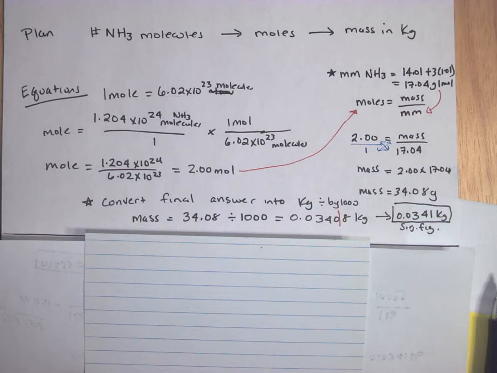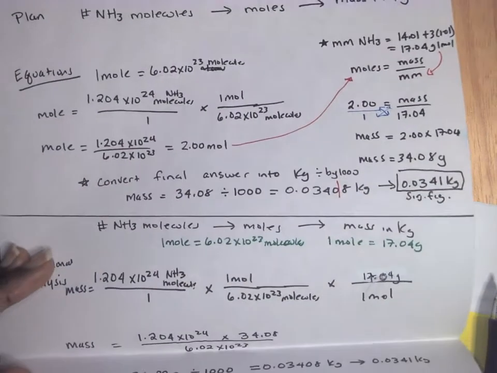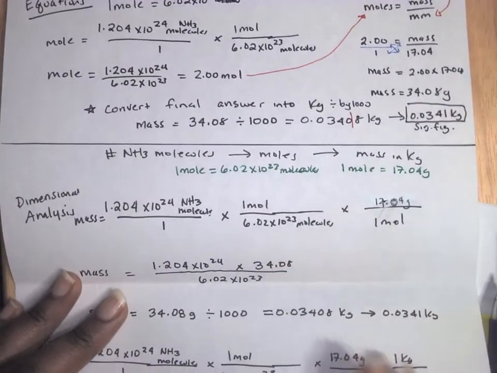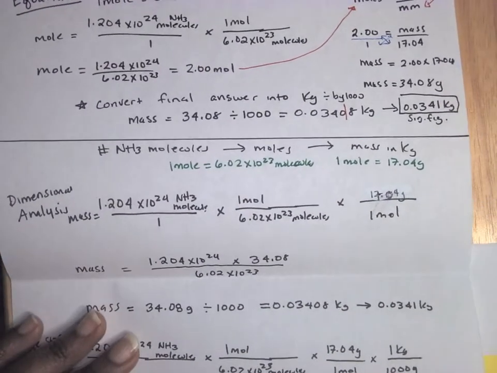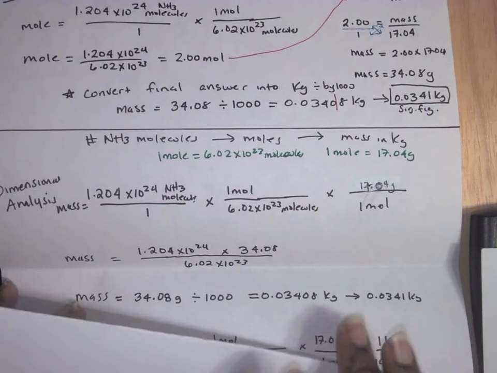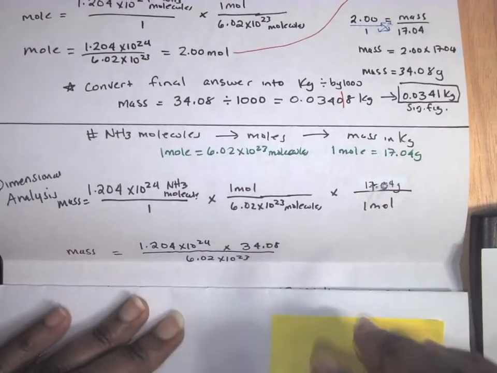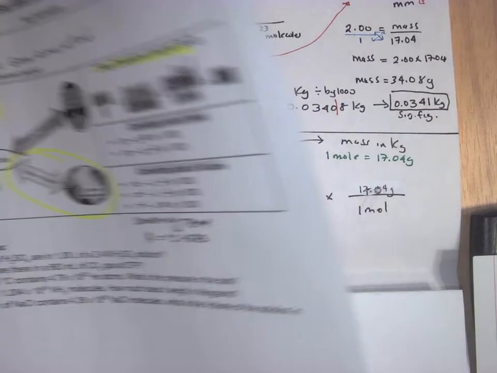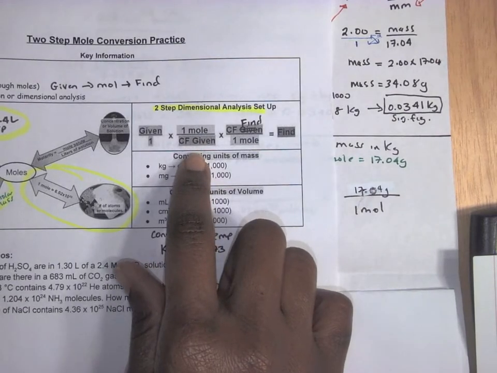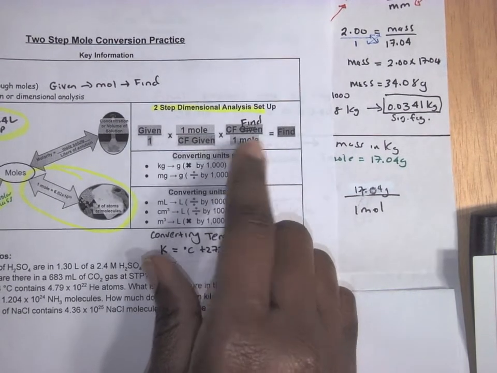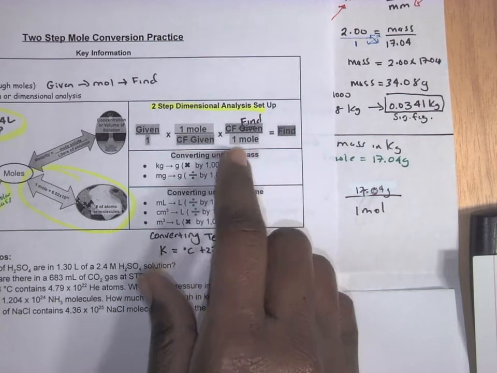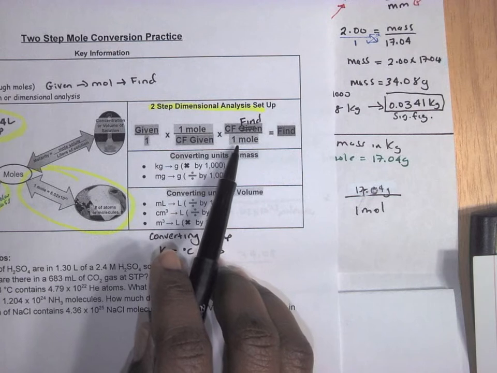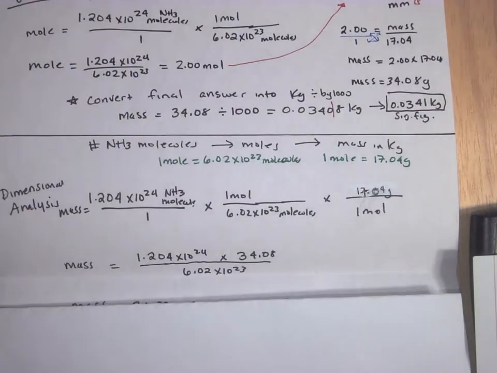Okay. Now what I'm going to do is show you what it looks like with dimensional analysis. So for dimensional analysis, you're going to do the same sort of thing, except instead of plugging into equations, you're going to do your given over 1, then you multiply by your first conversion factor, and then your second conversion factor, and then solve for your find. Now you'll notice that in your conversion factors, the first one, 1 mole should be on top, and then the second one, the 1 mole will be on the bottom. That's the typical setup. All right, and so that's what we have here.